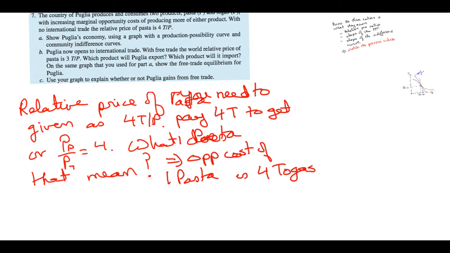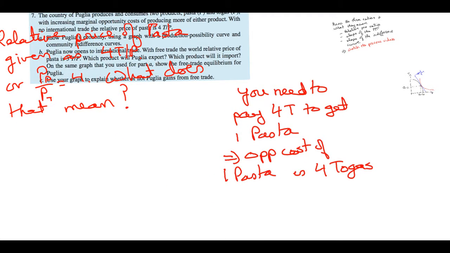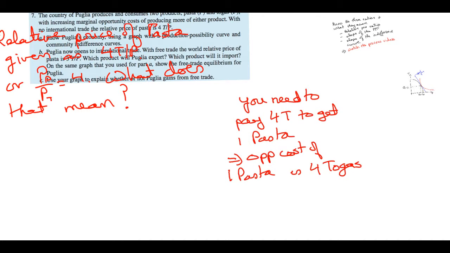So the way to look at this ratio is how much of the good in the denominator do you have to pay? This becomes the currency, so to speak, to get 1 unit of the good in the numerator. So the ratio 4 means that I have to pay 4 togas to get 1 pasta. So from a production perspective, this is the opportunity cost of one pasta at the place where this country is operating.